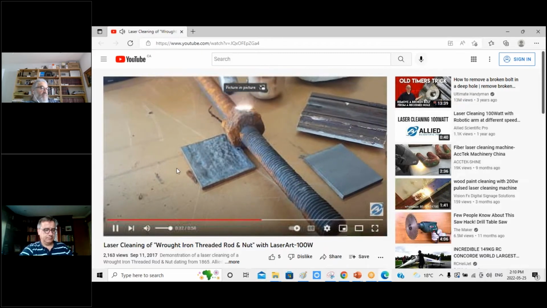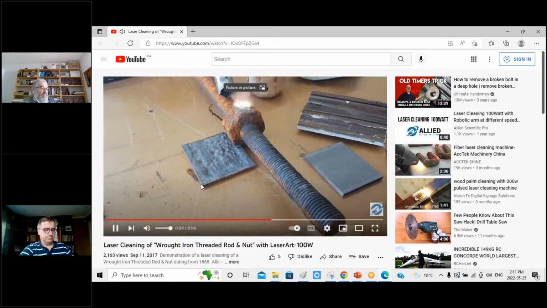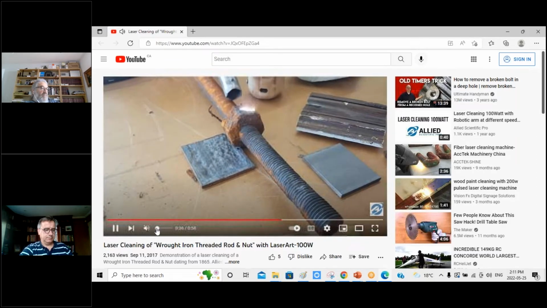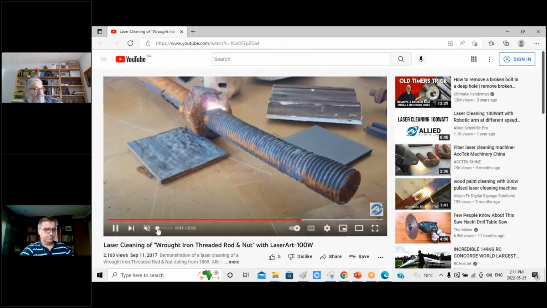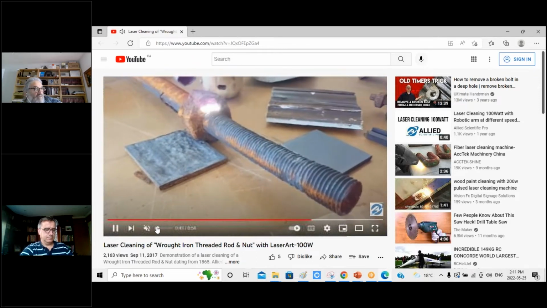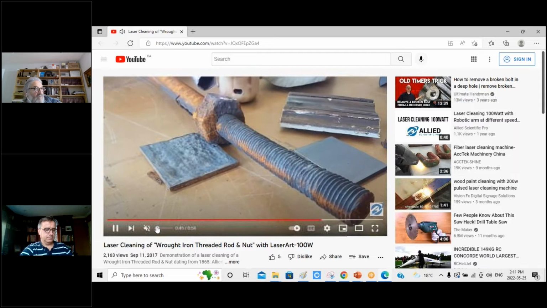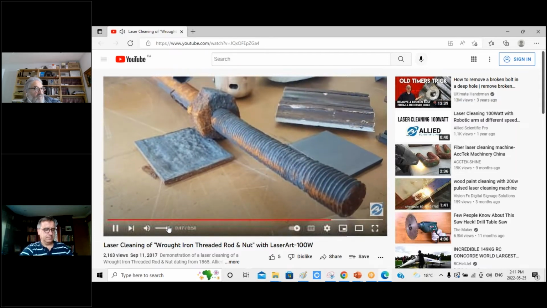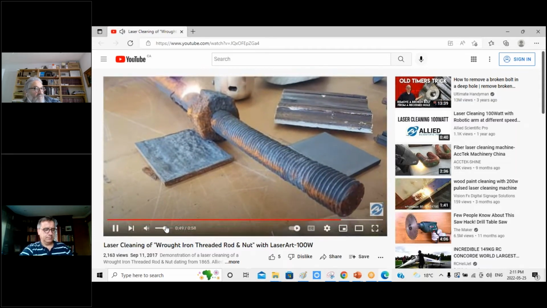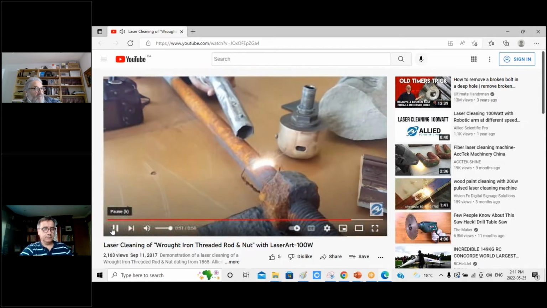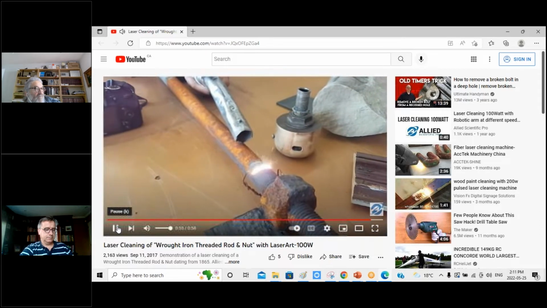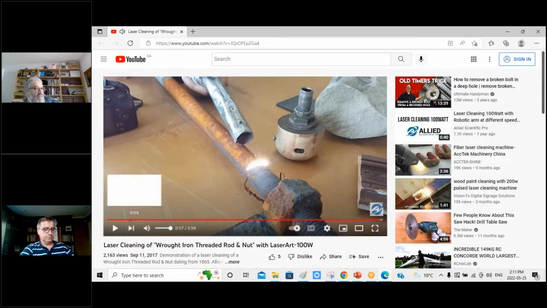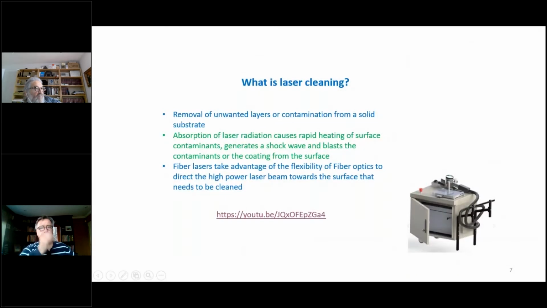There you can see the plasma is glowing, and also that the vacuum pump is removing all the debris on the spot. So it's a dry process, basically. There's no contamination to the environment. This is rust cleaning of a pipe. All right, so let's move on.